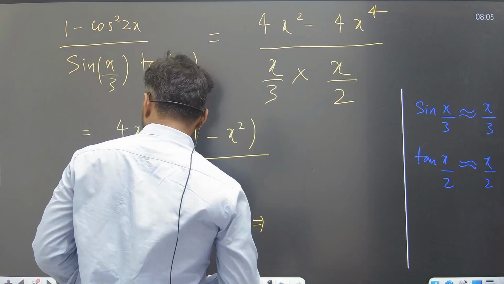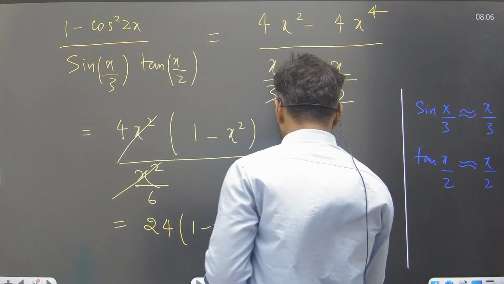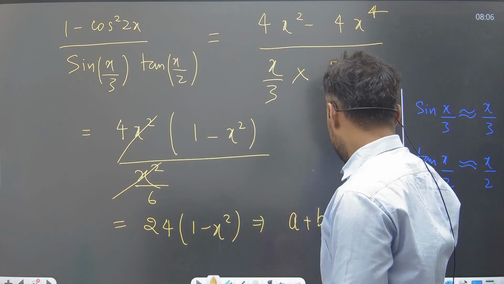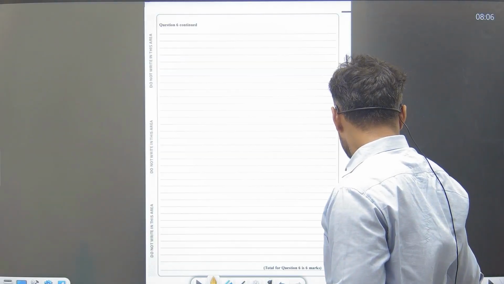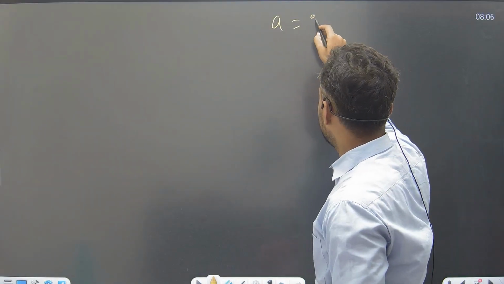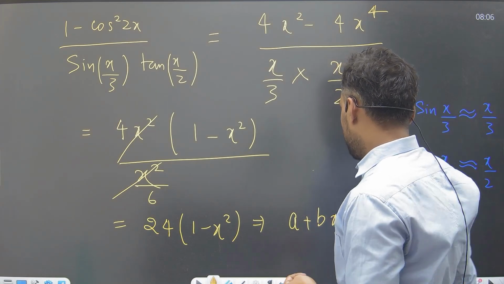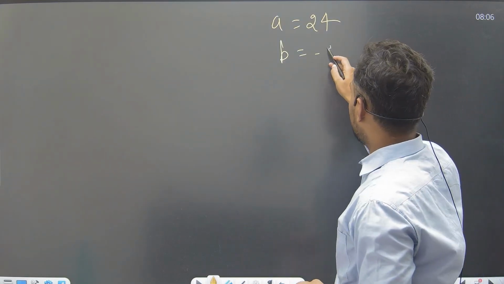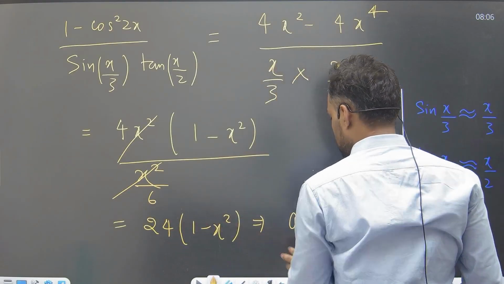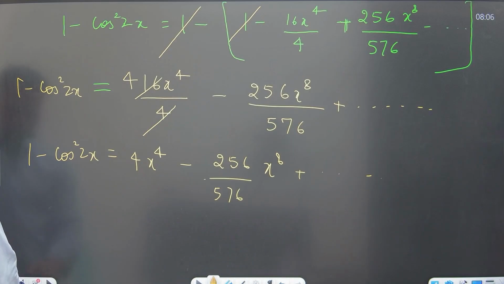So after comparing it with the given values, student, that is a plus b x square, comparing with this particular value a plus b x square, you will get the value of a as 24 and b as negative 24. I have compared both the equations here, as per the question. So a was 24 and b was negative 24.